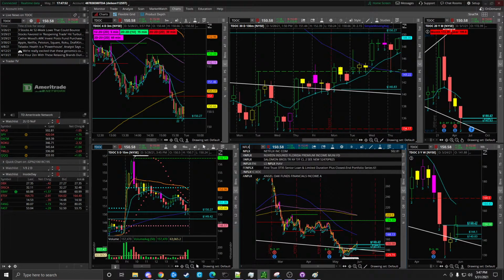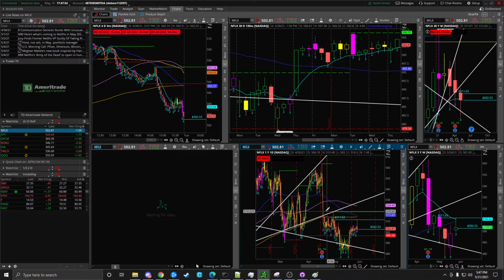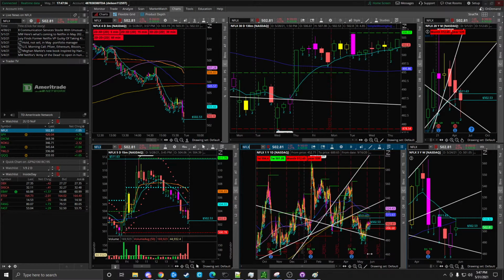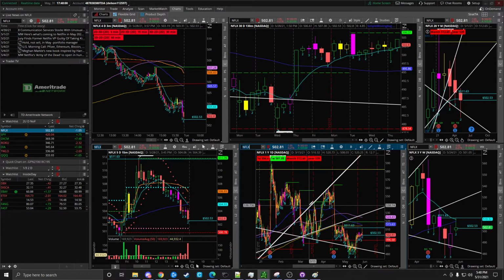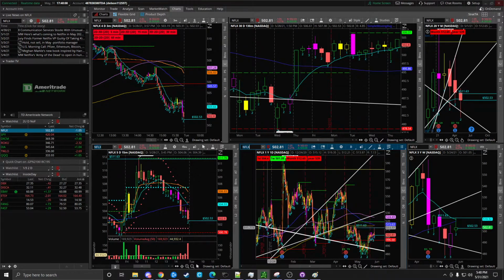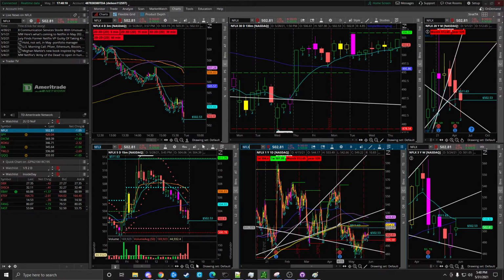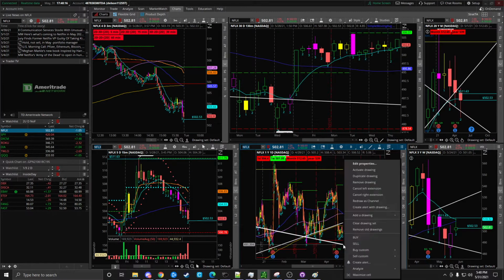Like Netflix, prime example. A little sloppy, but okay. So price was obviously trading on the top of this broad formation. I did have a bottom one connected like this all the way back to here. But once price exits out of this formation, you have your range expansion. So now you have a new formation to go off of.